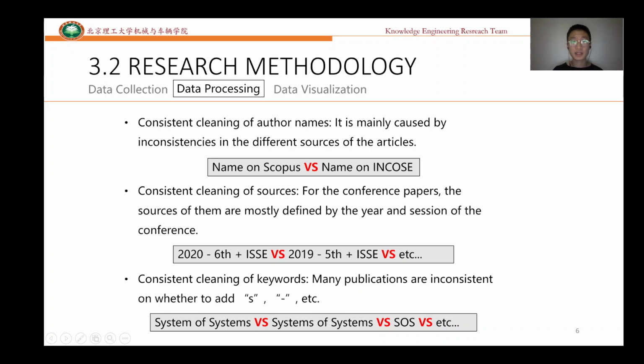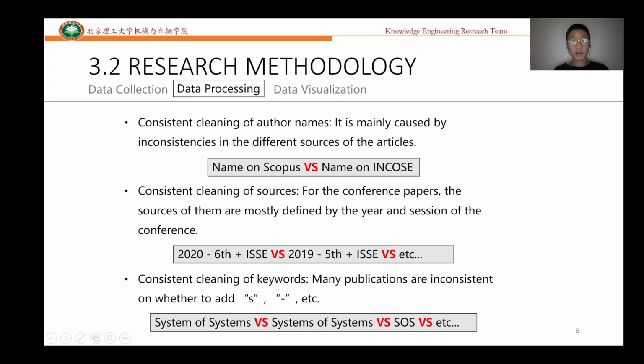As for data processing, it includes 3 parts. First, consistent cleaning of author names. It is mainly caused by inconsistencies in different sources of the articles. We take the results given by Scopus as the final format. Second, consistent cleaning of sources. For the conference papers, the sources are mostly defined by the year and session of the conference. We delete the information of year and session and only keep the main title of the source in the same format. Third, consistent cleaning of keywords.